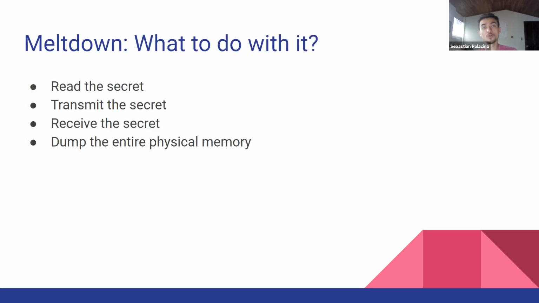So what can you do with Meltdown? Well, with Meltdown you can do 4 things actually. You can read the secret, you can transmit the secret, you can receive the secret, and probably the most problematic issue with Meltdown, it is such an issue nowadays, is that you can dump the entire physical memory of the kernel. This is actually quite dangerous. So we need a solution for Meltdown.